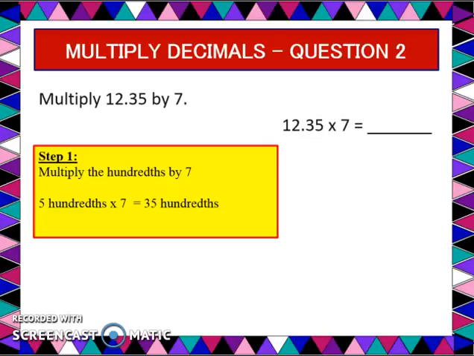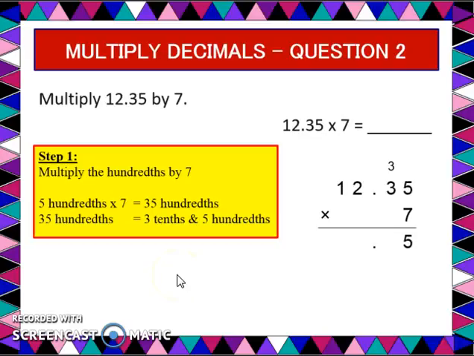Wait a minute, I believe 35 hundredths can be renamed as something else. If you recall, 10 hundredths equal 1/10. So 35 hundredths equals 3/10 and 5 hundredths. Let me show you in the algorithm.